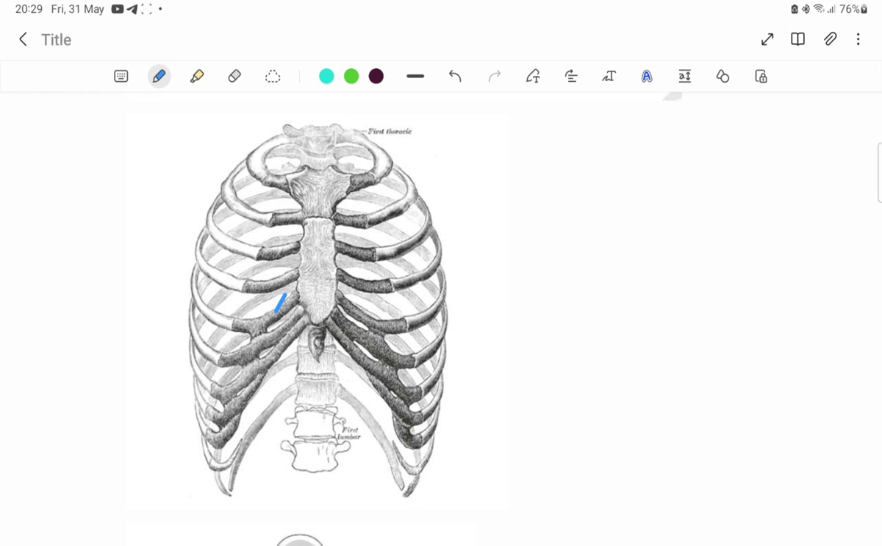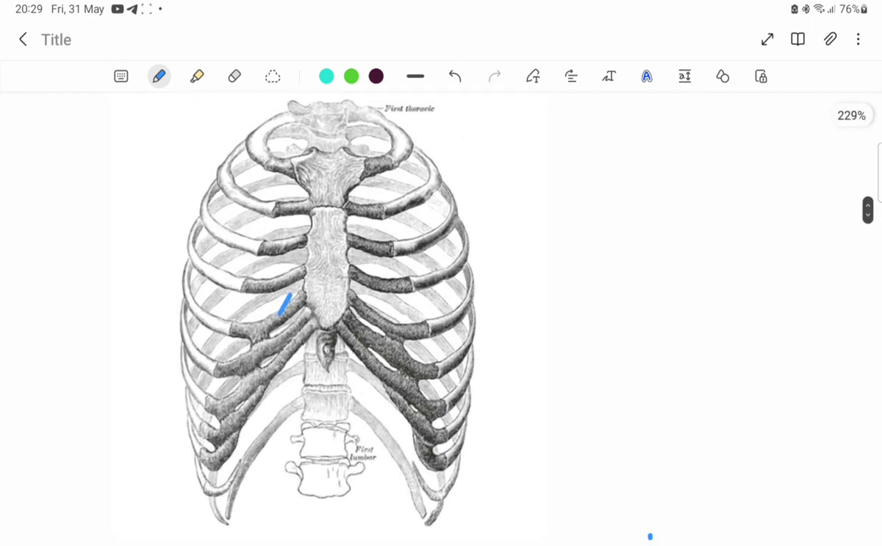Actually 2 more muscles are there, and those are present between the ribs. So this is one rib, this is another rib. Between these ribs some muscles are attached which are not shown here, so I'm going to draw those muscles here. These are the muscles here.